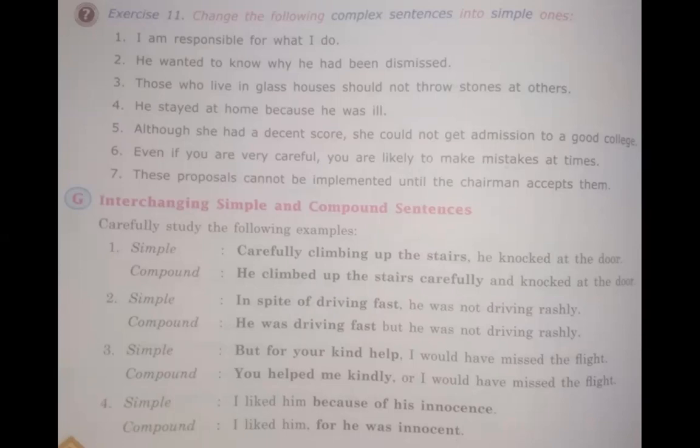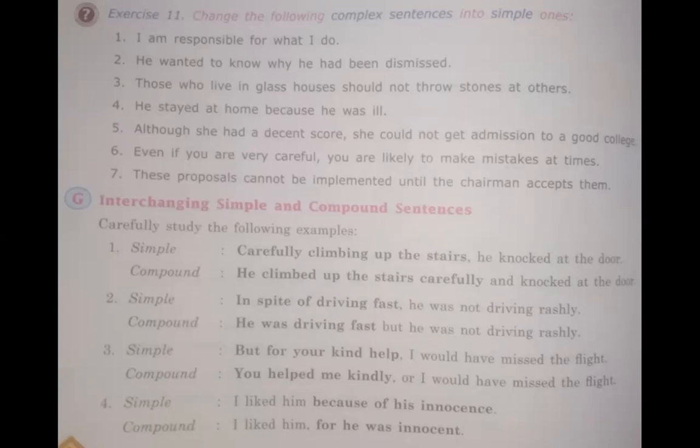The next sentence: I liked him because of his innocence. This is simple. I liked him because of his innocence. I liked him for he was innocent. You need to frame a simple sentence which has its own meaning. Ultimately, we can say that is called an independent clause. When we have independent clauses joined by a coordinating conjunction, the sentence is to be put into a compound sentence.